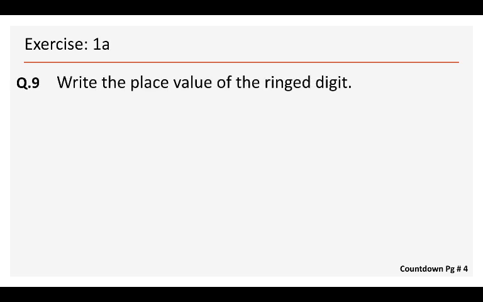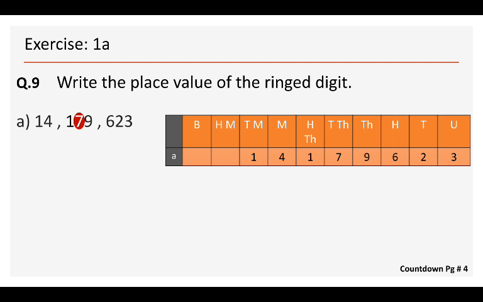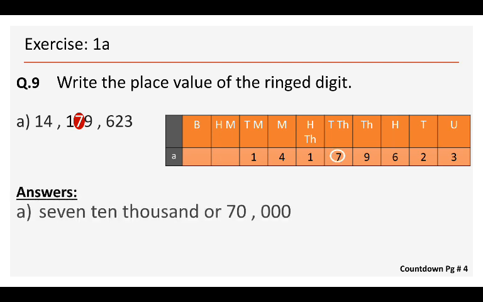Question number 9. Write the place value of the ringed digit. So in part A the ringed digit is 7. So let's check what is the placement of 7. You can see that 7 is written at the 10,000s place. So what will be our answer? It's 7 10,000s or 70,000.